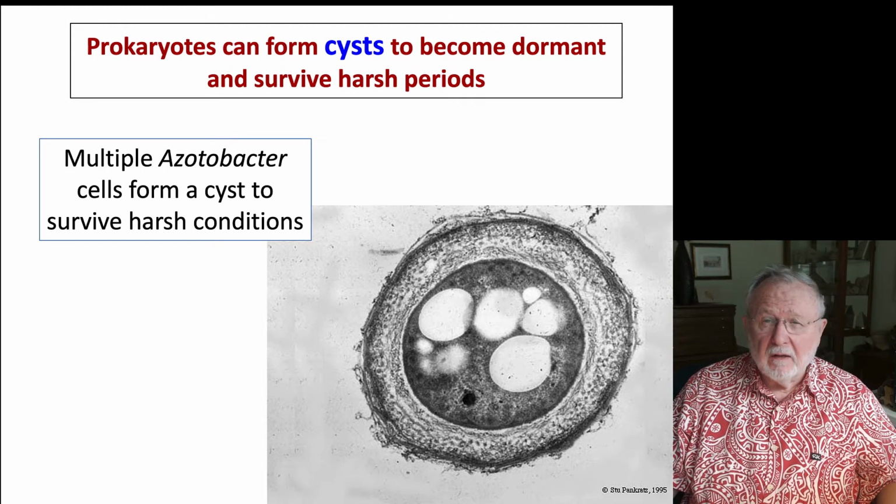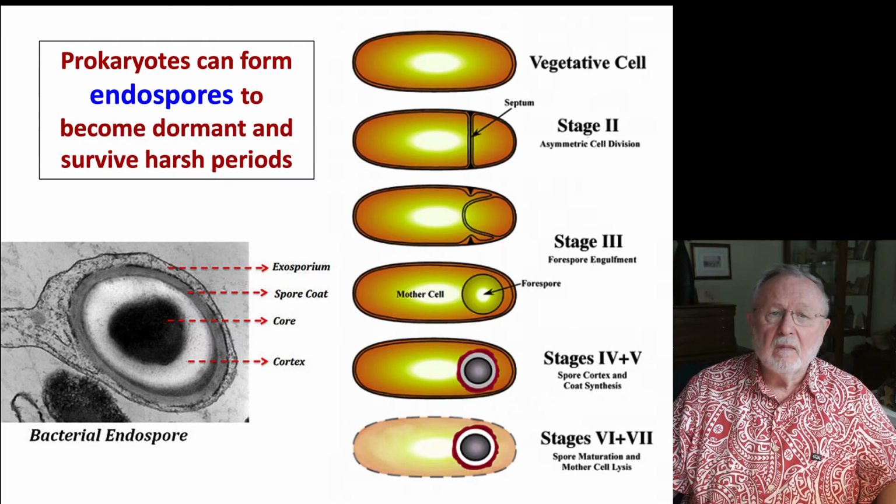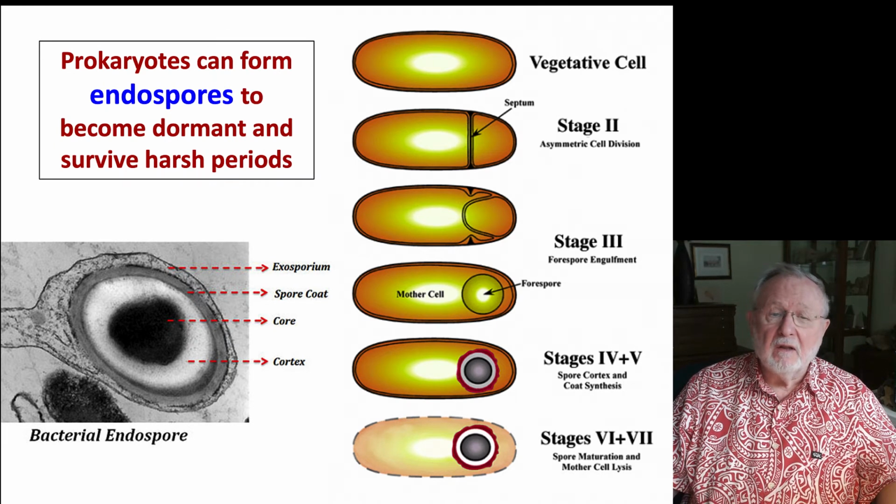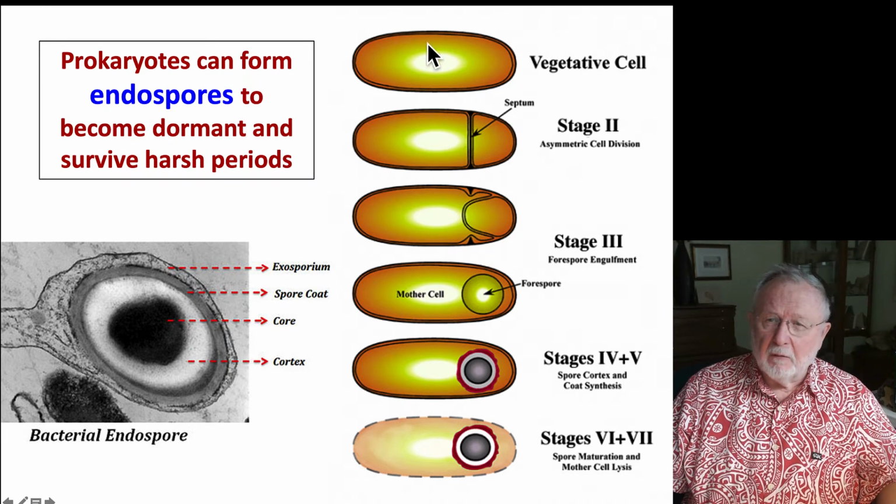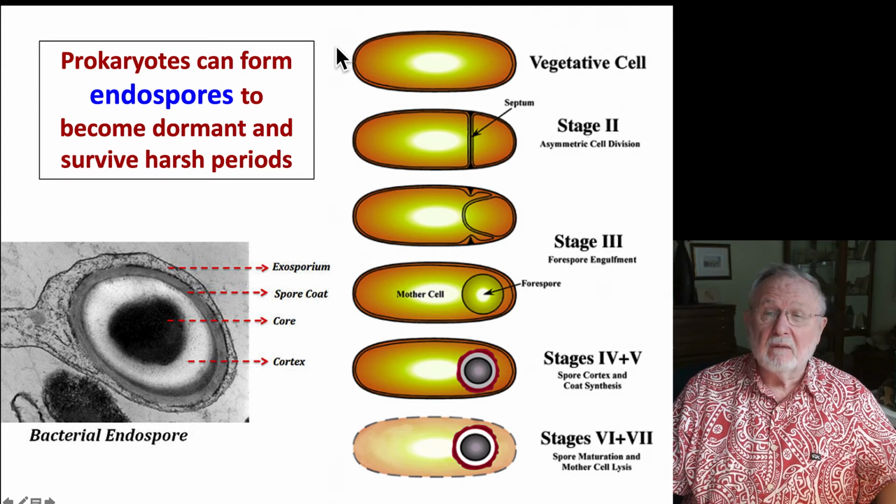We also find that some prokaryotes form cysts. Here you see azotobacteria, and you see a number of cells, and as a community, they have formed a protective cell wall to survive harsh periods. Or you might find quite commonly the concept of a spore, in which we go from a vegetative cell to one in which there's a cell division that takes place, resulting in a mother cell which provides the nutrients and features that are necessary to produce a spore, which can last throughout a dry, harsh period.